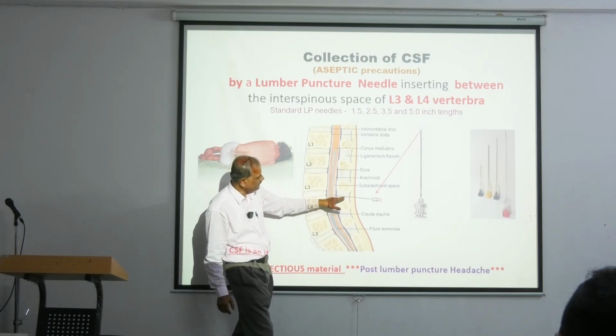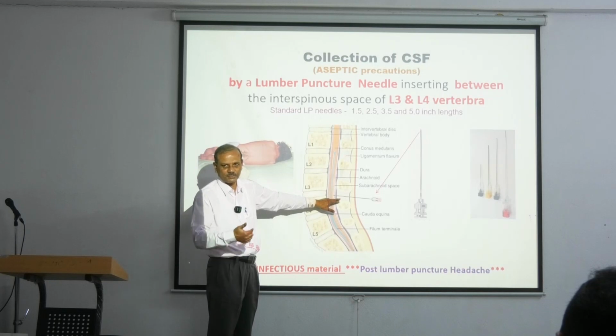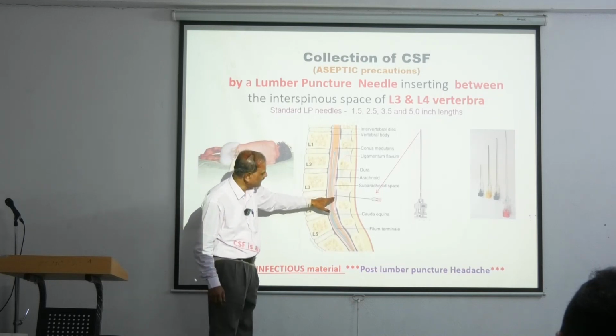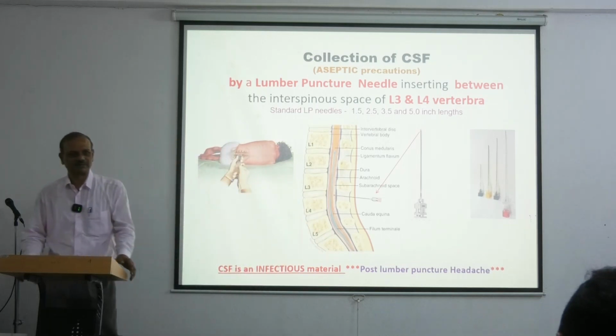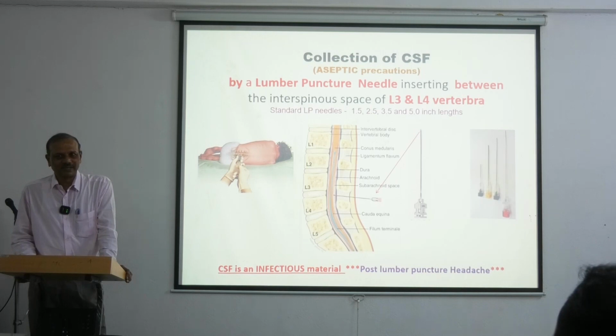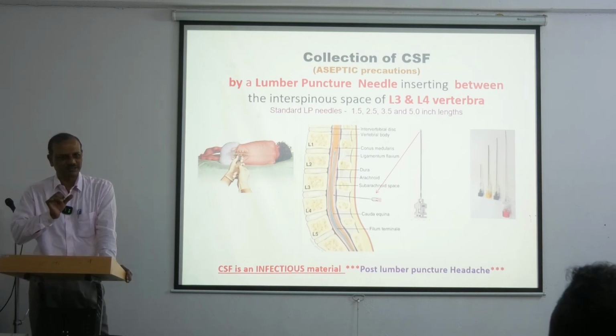Now you see, this is a ligamentous structure. There is some cartilage structure. So there will be some amount of resistance. Now, suddenly this resistance will give way, because now it is inside the spinal canal. Do you get my point? There will be some resistance, then there will be much more resistance.